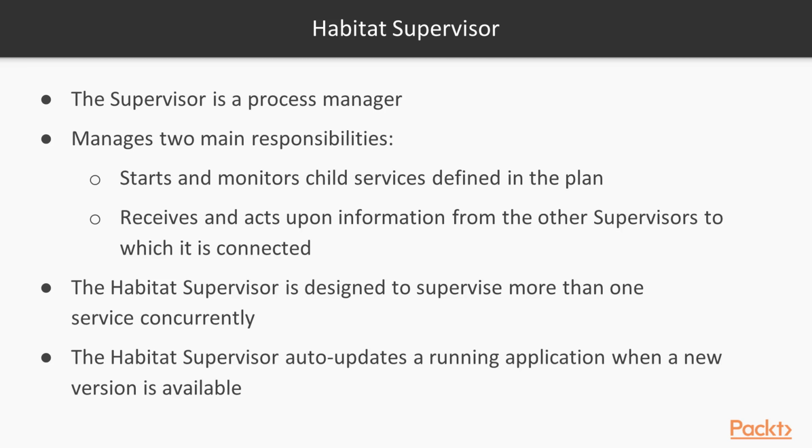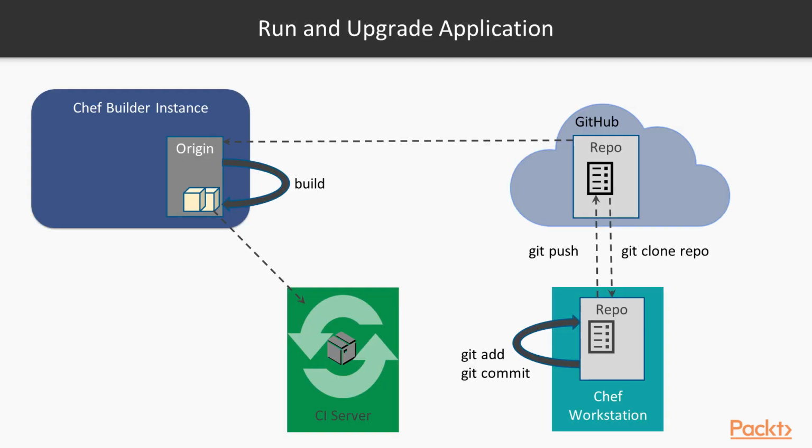We can configure it to watch for any new stable version of the package in the public Habitat Builder, and we will use the @once strategy, which is the update strategy, to update our running applications to the latest stable version. So let's see how we do this.